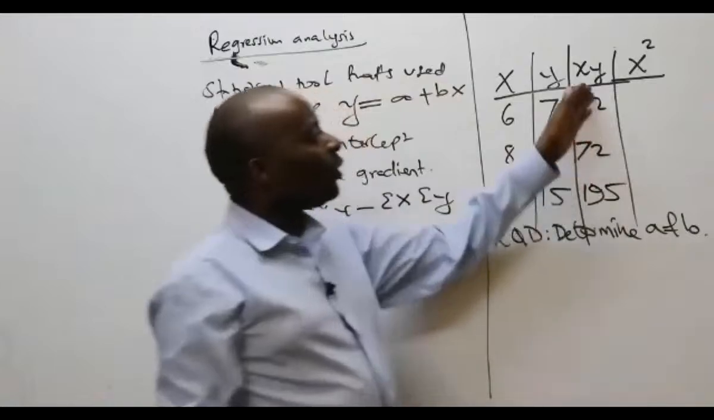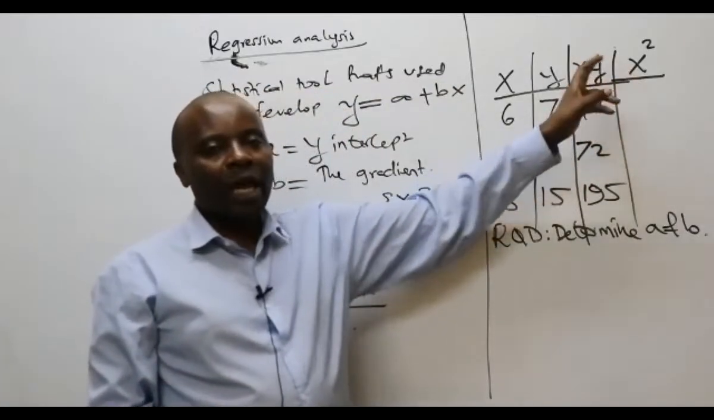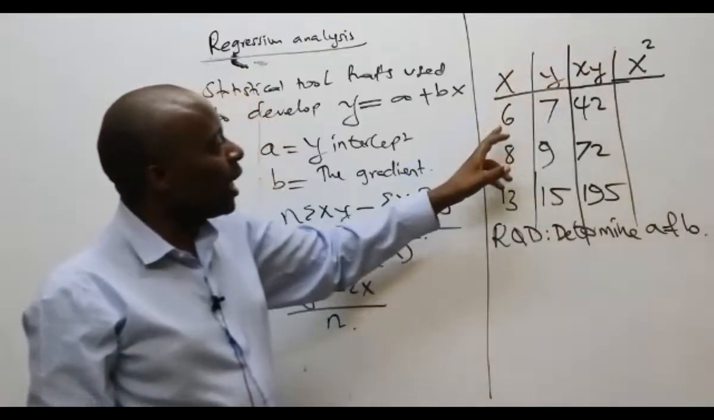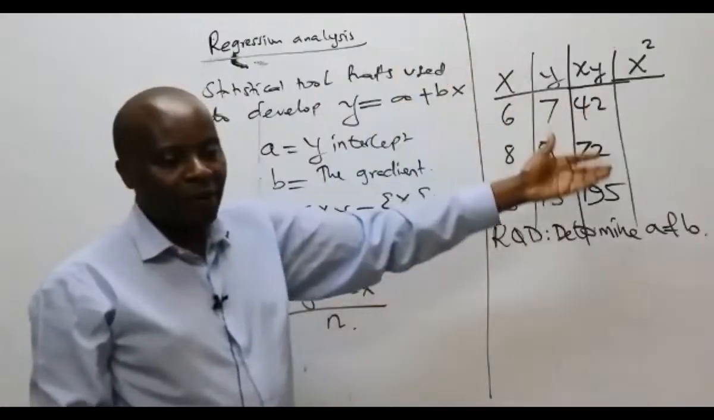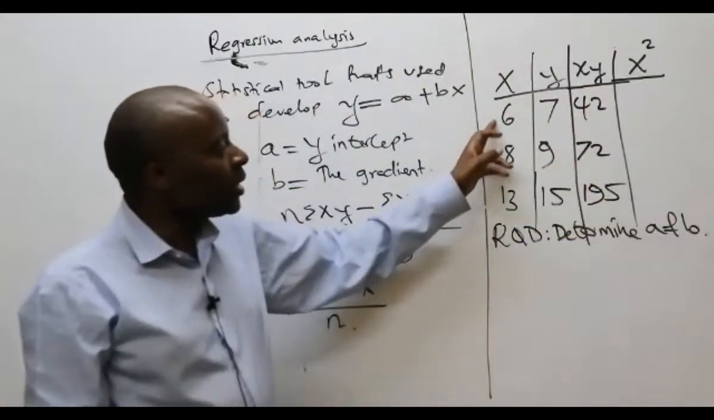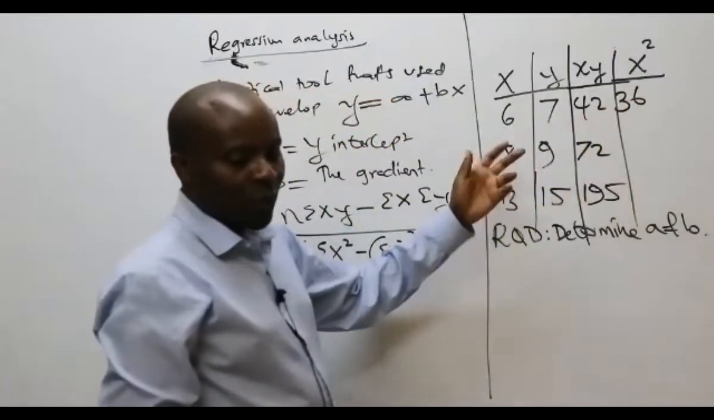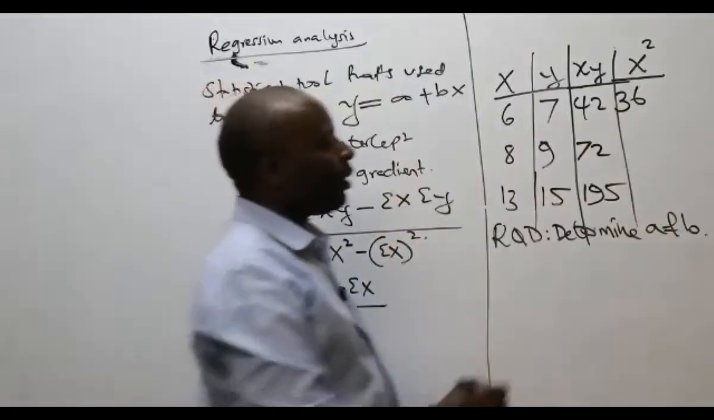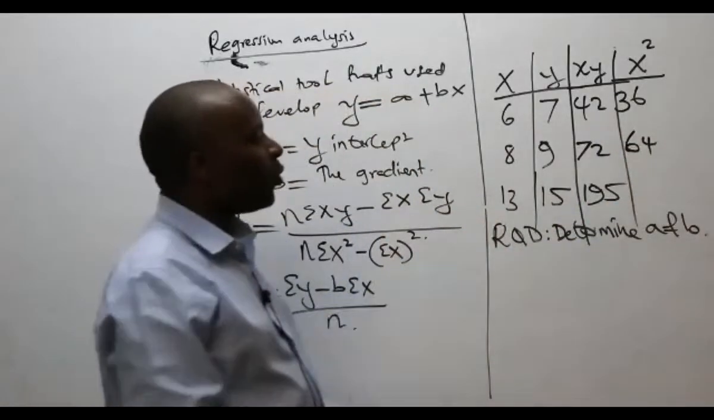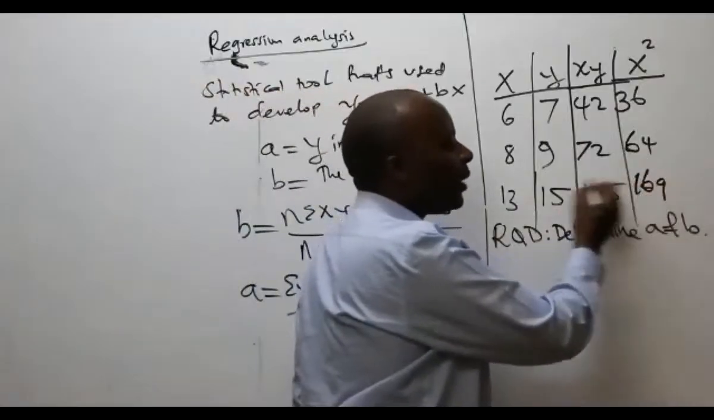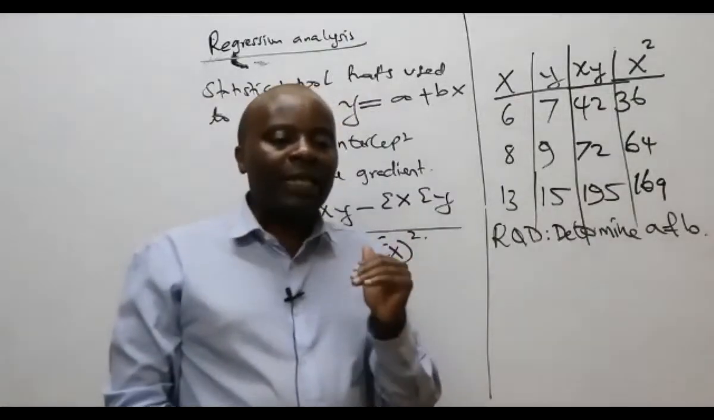195. Once I do this column, I know that the next column is all about squaring x. So x squared, what do we have? 6 squared, 8 squared, 13 squared. Could you kindly give me these figures now? What is 6 squared? This is 36. 8 squared gives me 64. And then we have 13 squared, which gives me 169.